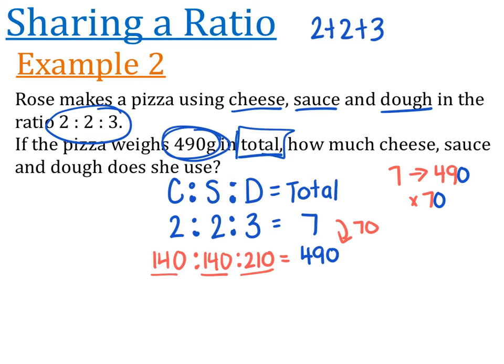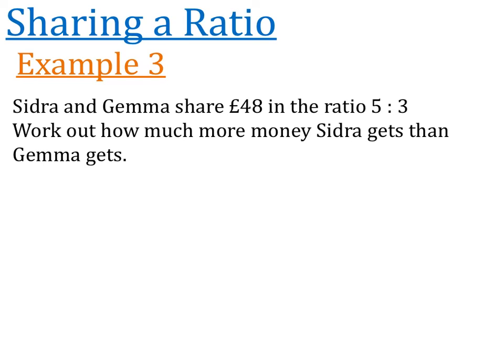All right, so same idea. When you have 3 parts to the ratio, you do the exact same things. All right, let's look at one last example, and then we're done. All right, this last example has one additional step at the very end. Sidra and Gemma, they're going to share 48 pounds in the ratio 5 to 3. We need to work out how much more money Sidra gets than Gemma gets.